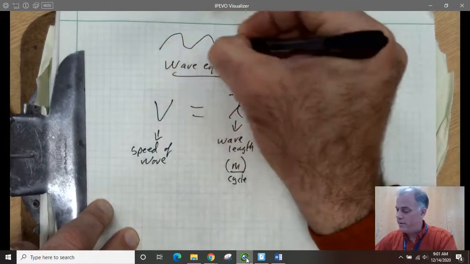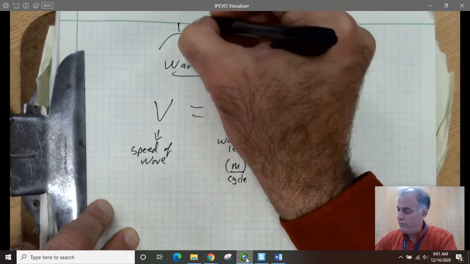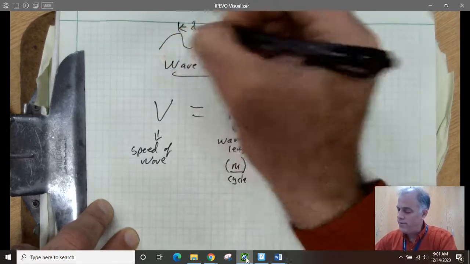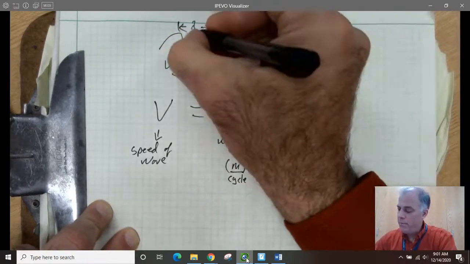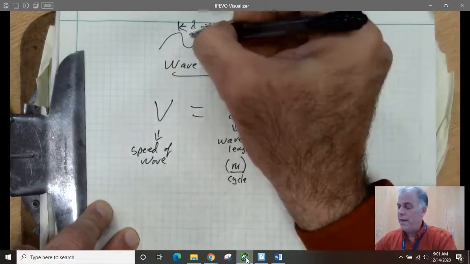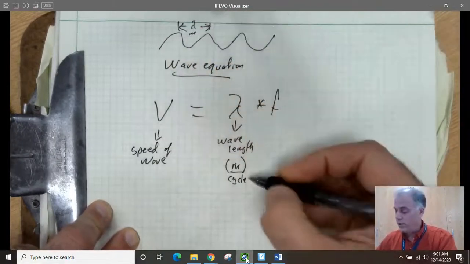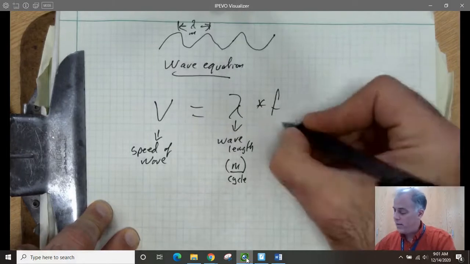I have room up here like this. This is the wave. This was the wavelength from crest to crest, or from trough to trough, whatever. But if we measure that in meters, then we have the meters for a given cycle. So that's why the wavelength is in meters per cycle.